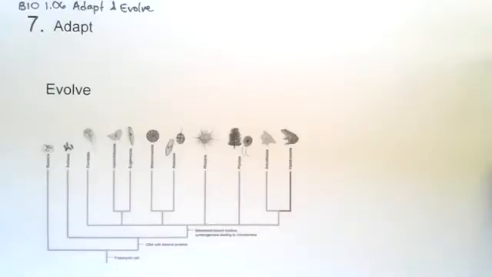All right, guys, this is biology lesson 1.06 on adapting and evolving. So we're continuing with our characteristics of life. We have characteristic number 7 here. And we have two terms. We have adapt, A-D-A-P-T, not adopt, adapt, and evolve. And they don't mean the same thing.